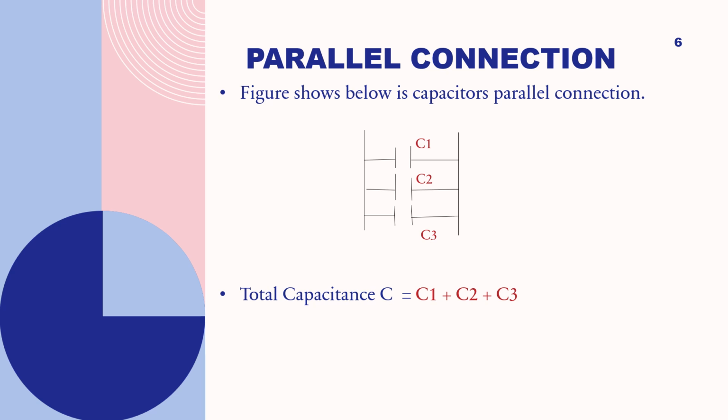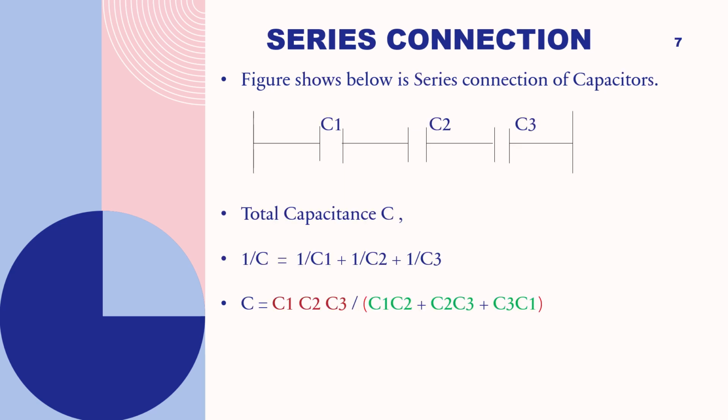Parallel connection. The figure shows the parallel connection of capacitors C1, C2, C3. The total capacitance C is calculated as C1 plus C2 plus C3. Series connection of capacitors. The figure shows the series connection of capacitors C1, C2 and C3. Total capacitance: 1 by C is equal to 1 by C1 plus 1 by C2 plus 1 by C3. Therefore, C is equal to C1 C2 C3 divided by C1 C2 plus C2 C3 plus C3 C1.